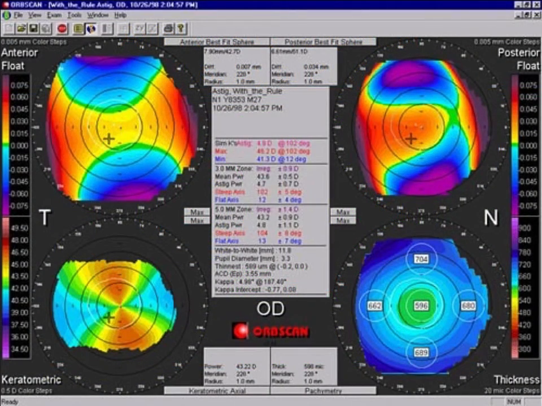And this is an Orbscan which shows us the map that we're used to seeing on the lower left, that astigmatic map, but it also shows us our true topography, which is on the upper left, the anterior float, which is the combination of a sphere and a cylinder, and sure enough, it looks like a sphere with a cylinder. The one on the upper right is the back curvature, and the lower right is the optical pachymetry.